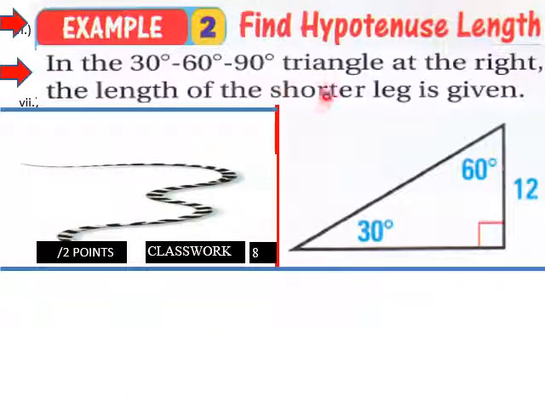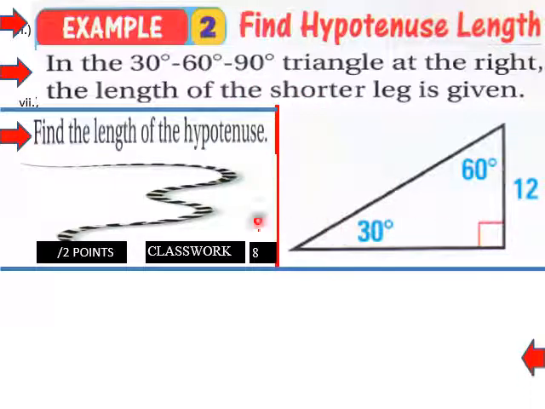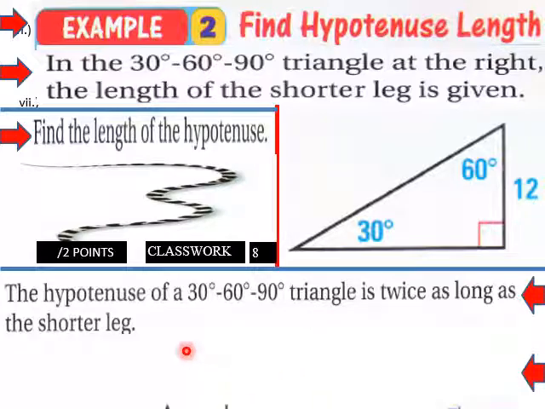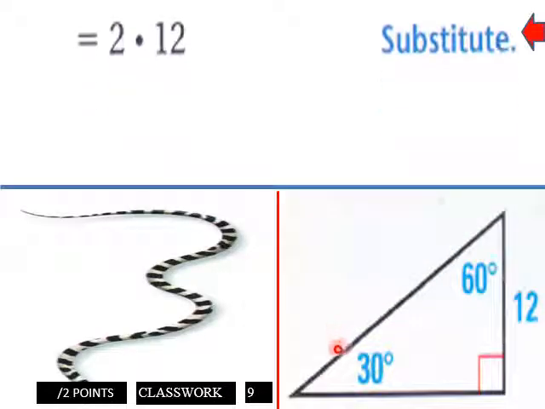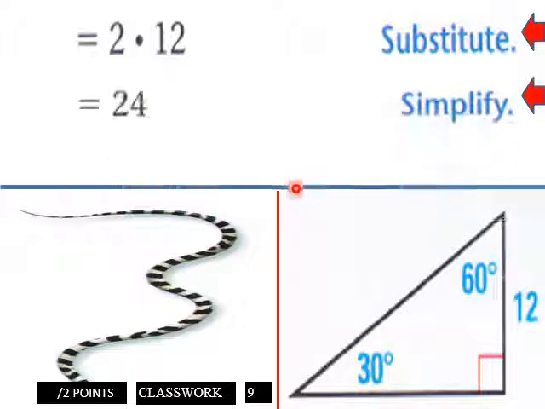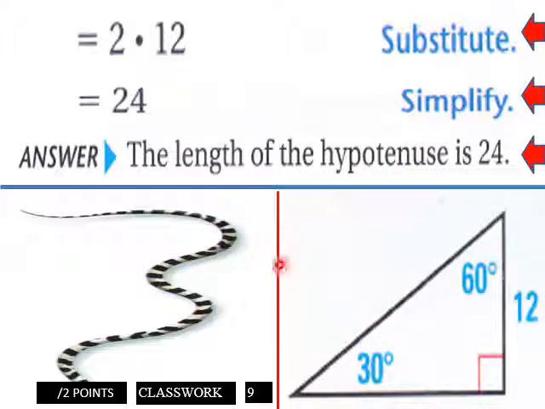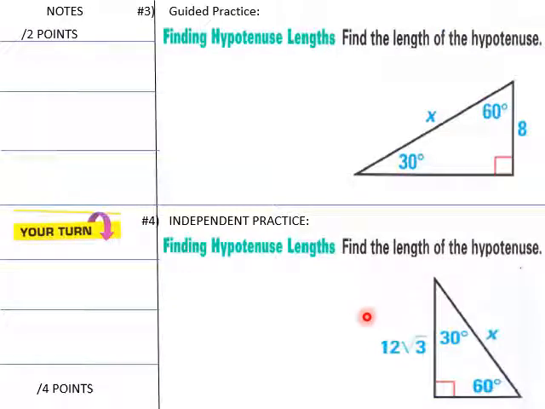Example 2, find the hypot length. 30-60-90 here. We got a short leg here of 12. So find the length of the hypot. 30-60-90 is 2x. So 2 times shorter leg would equal your hypot here. In this situation, that'd be 2 times 12, which would be 24 for hypot.